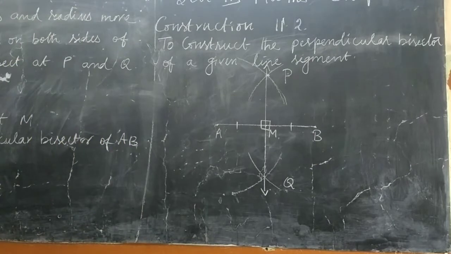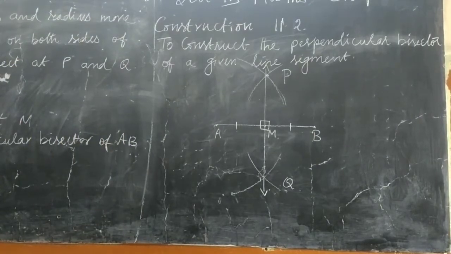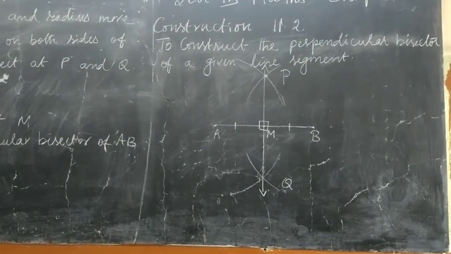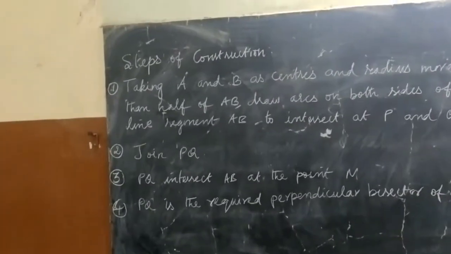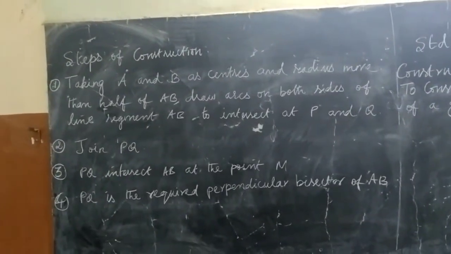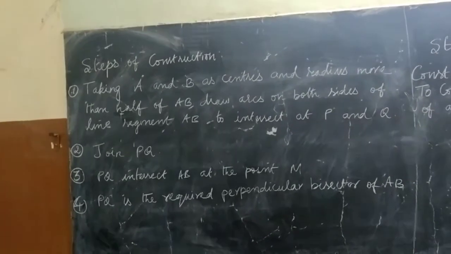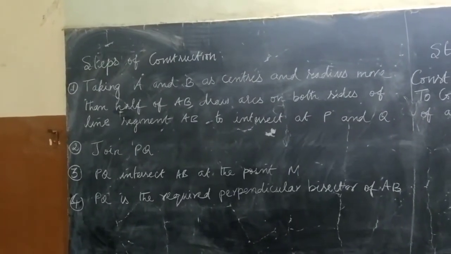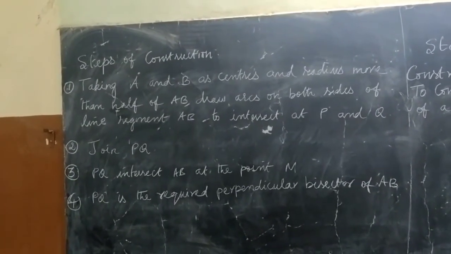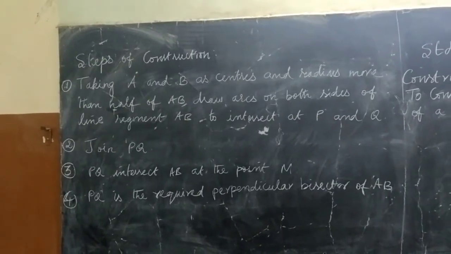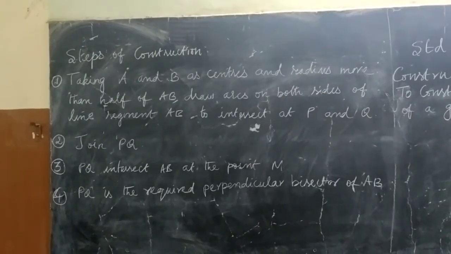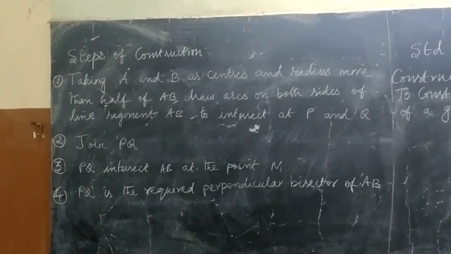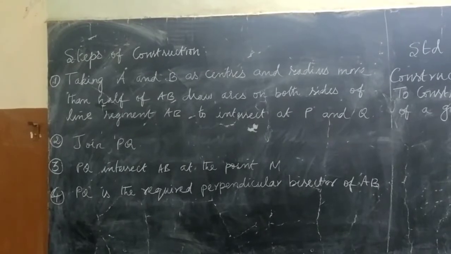Now let us see the steps of construction. The first point is taking A and B as centers and radius more than half of AB, draw arcs on both sides of line segment AB to intersect at P and Q.